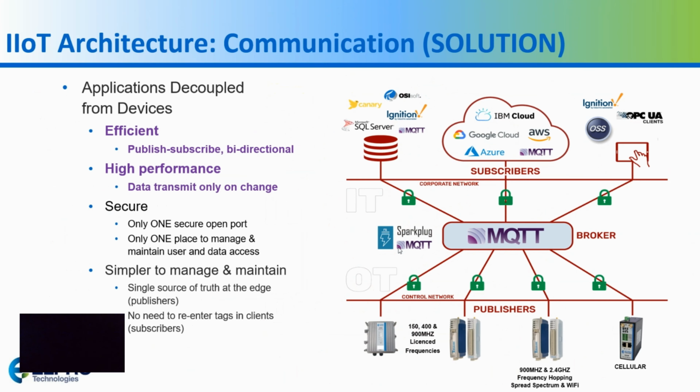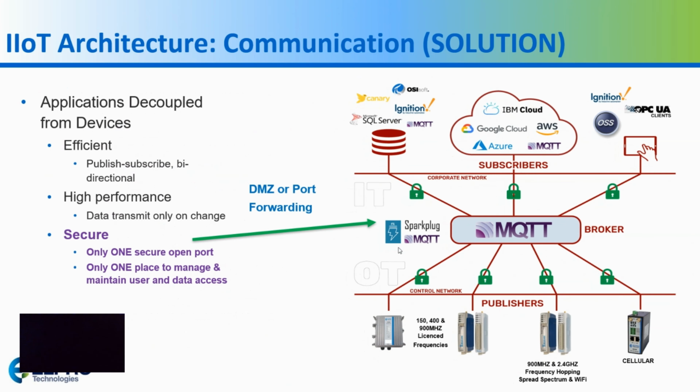On the other hand, in comparison to the MQTT broker, it does. It uses a publish subscriber model that's bidirectional, and it only sends its data when it changes. So it's very, very efficient. You can add certificates to add that security, but if you want more advanced security, you can set it up in a DMZ zone or segment it using port forwarding.